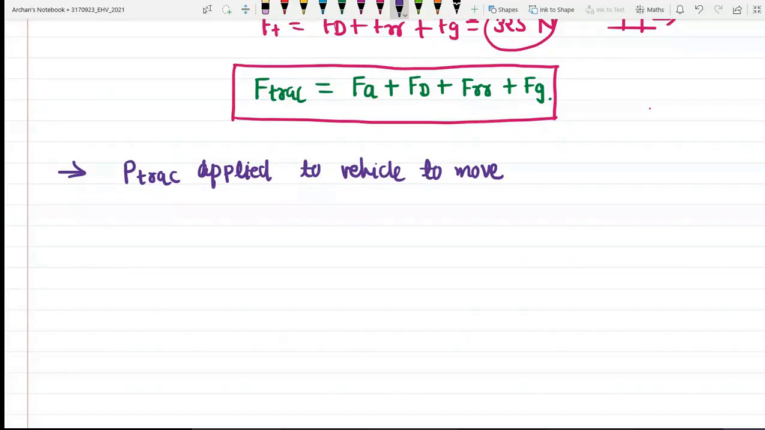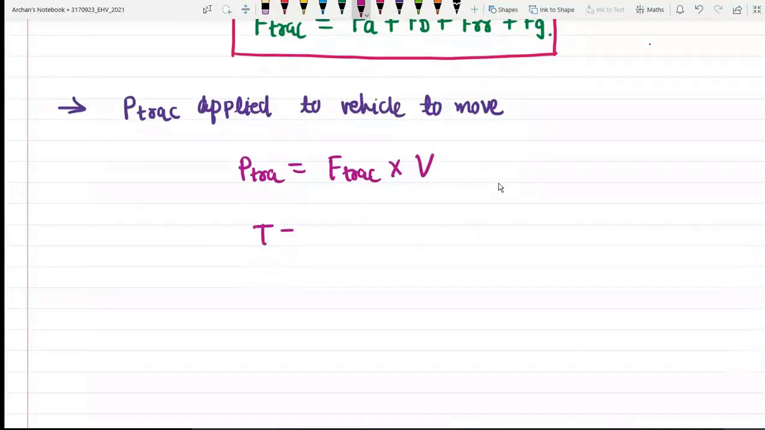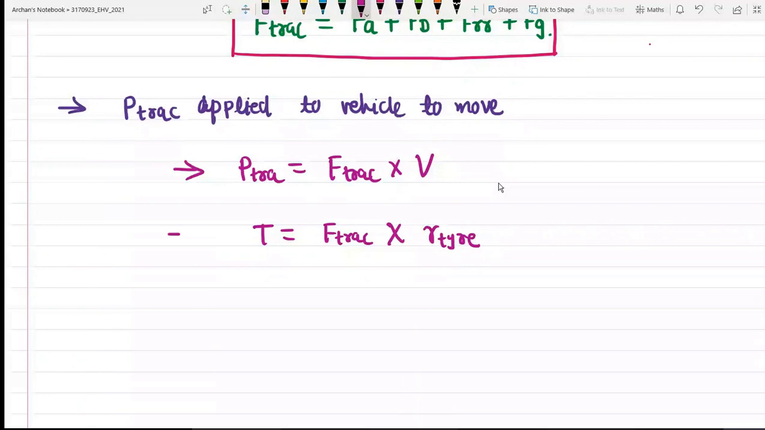So the traction power creates a force F track on the vehicle to move forward, given by P track is equal to F track into velocity v. And the resulting torque T will be equal to F track into R wheel. So these are two values, the power required and the torque required to accelerate the vehicle. This torque and speed are the fundamental parameters of a motor, or in case of a petrol engine, of the engine.